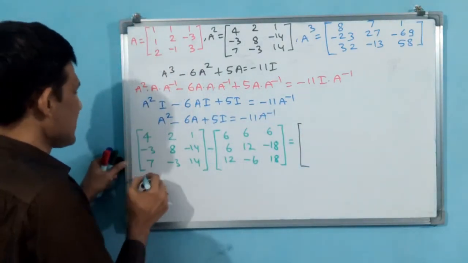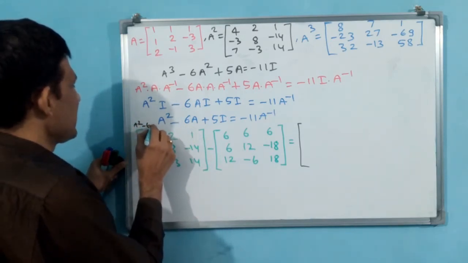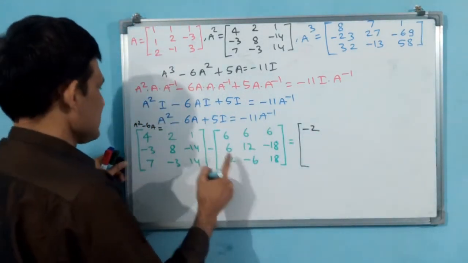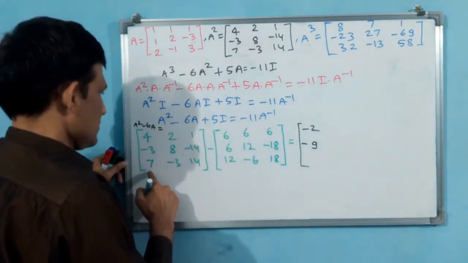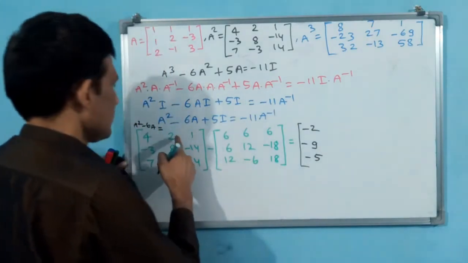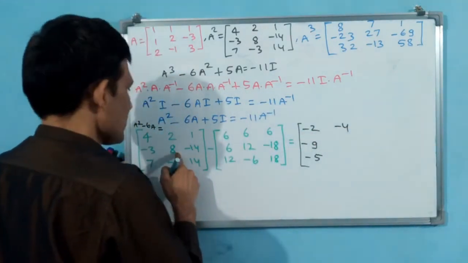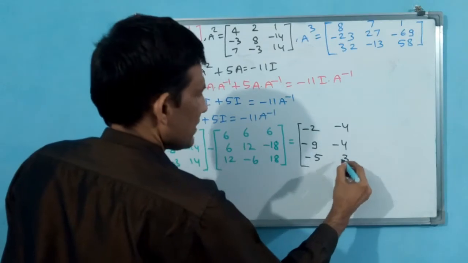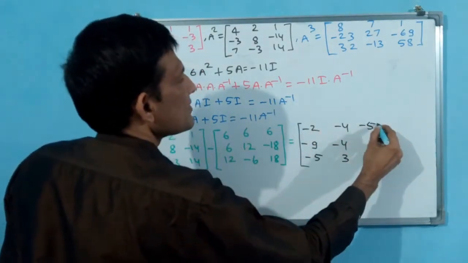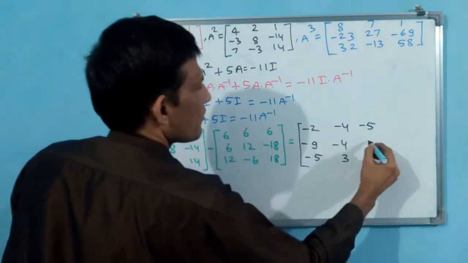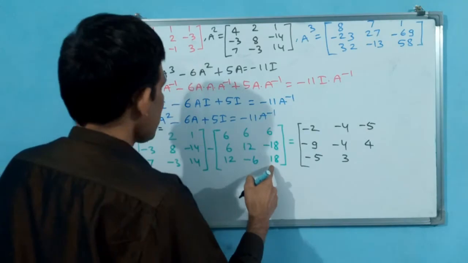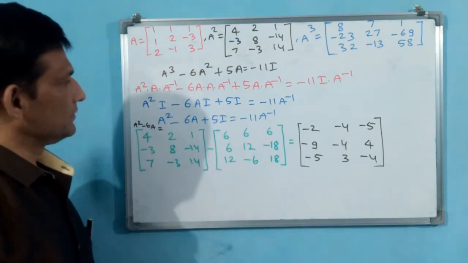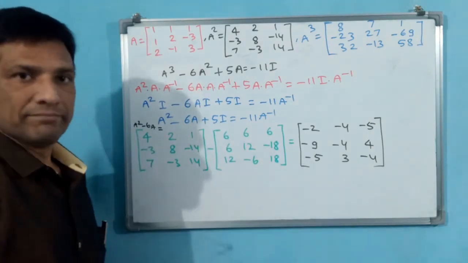Or else you write this as A square minus 6A. A square minus 6A is equal to, okay, see: 4 minus 6, minus 2; minus 3 minus 6, minus 9; 7 minus 12, minus 5; 2 minus 6, minus 4; 8 minus 12, minus 4; minus 3 plus 6, 3; 1 minus 6, minus 5; minus 14 plus 18, 4; 14 minus 18, minus 4. Okay, this is A square minus 6A.